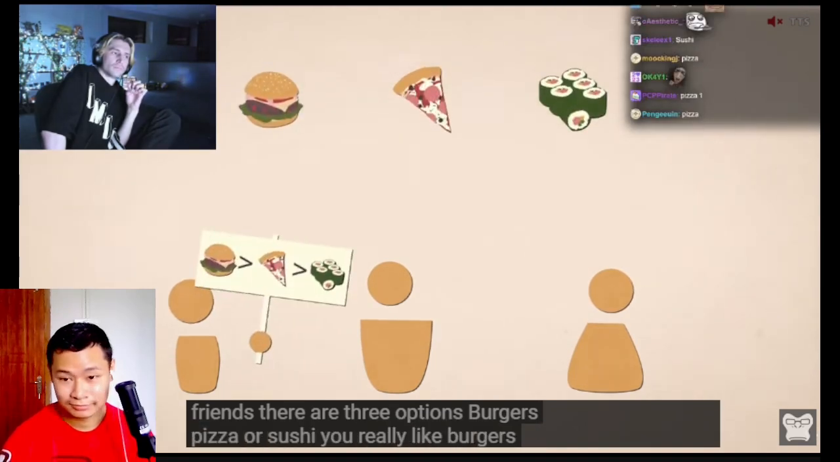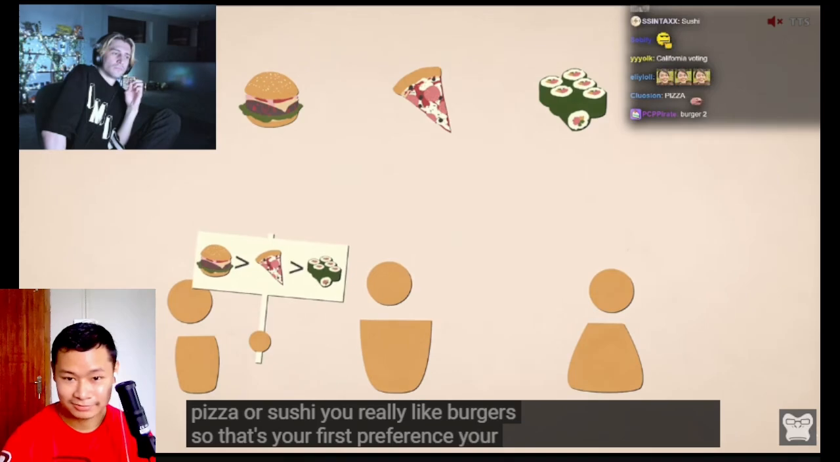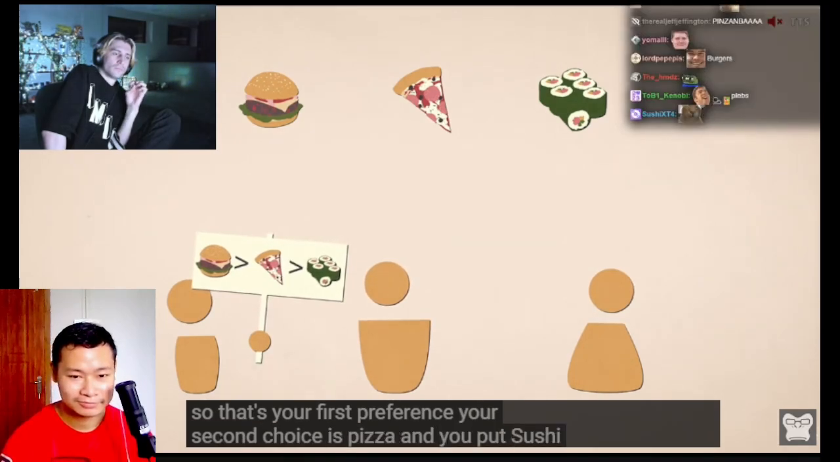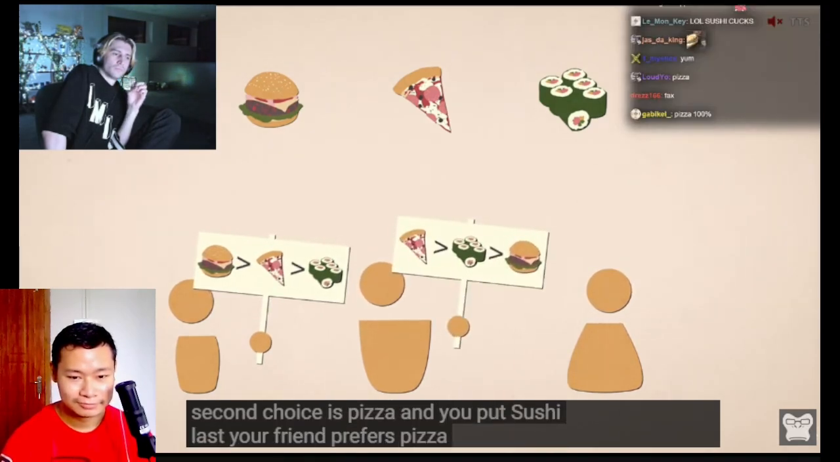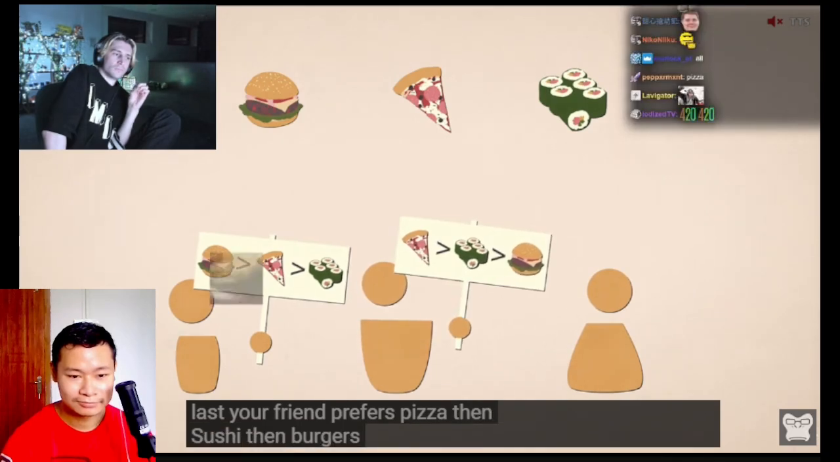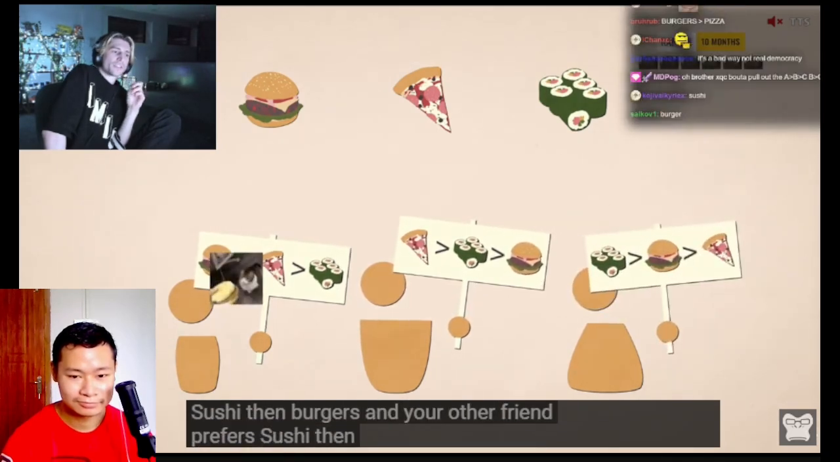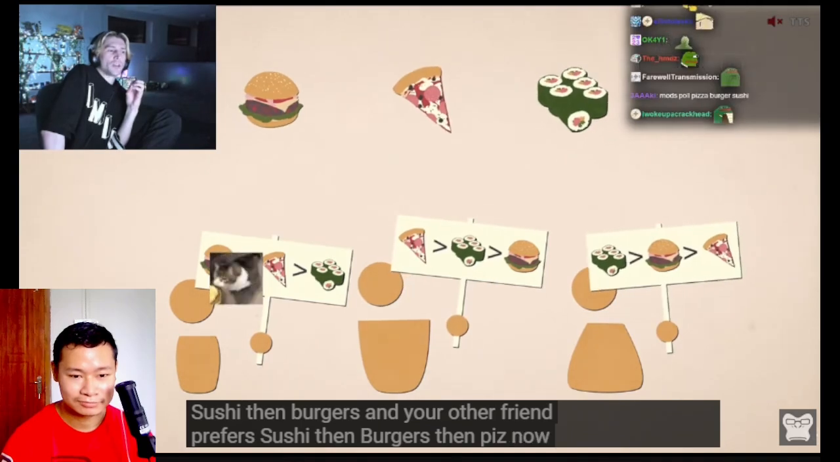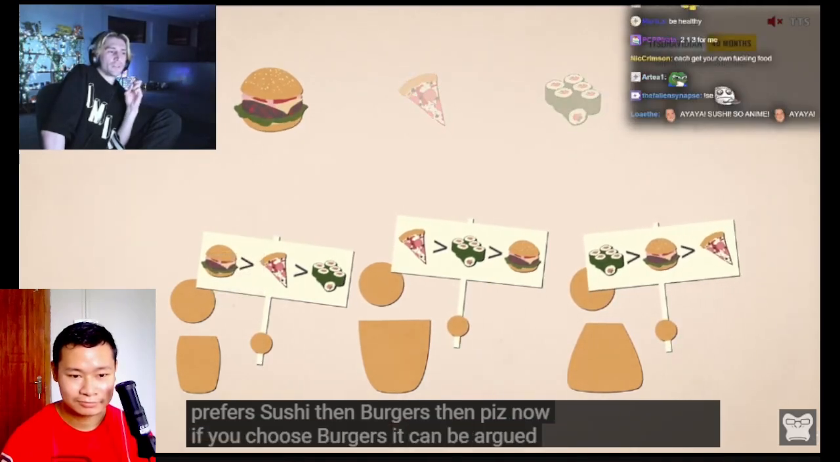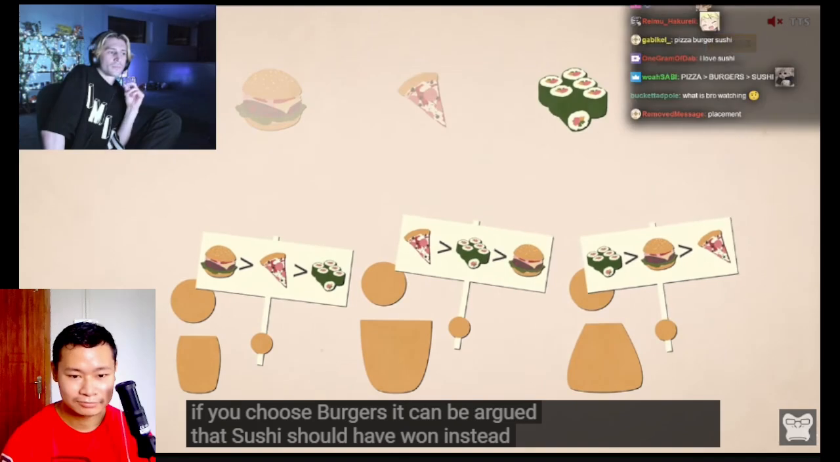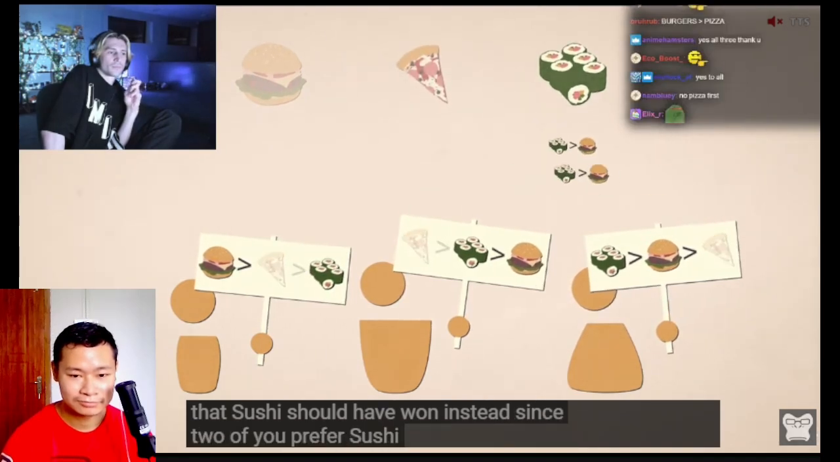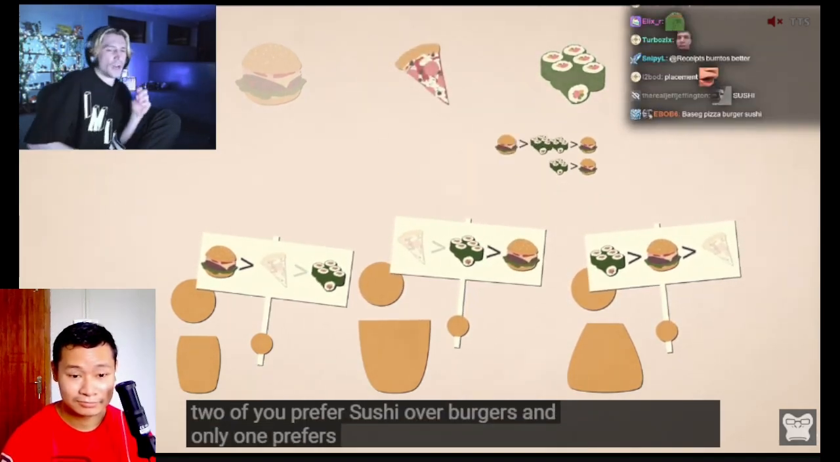You really like burgers, so that's your first preference. Your second choice is pizza, and you put sushi last. Your friend prefers pizza, then sushi, then burgers, and your other friend prefers sushi, then burgers, then pizza. Now, if you choose burgers, it can be argued that sushi should have won instead, since 2 of you prefer sushi over burgers, and only 1 prefers burgers to sushi.